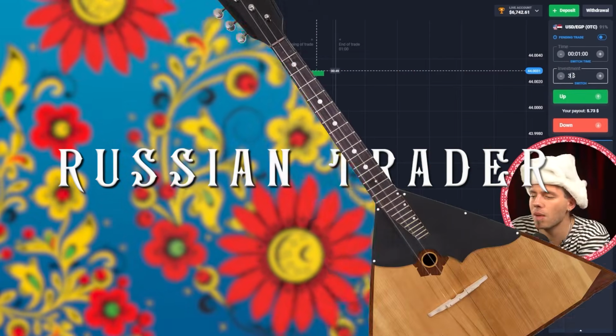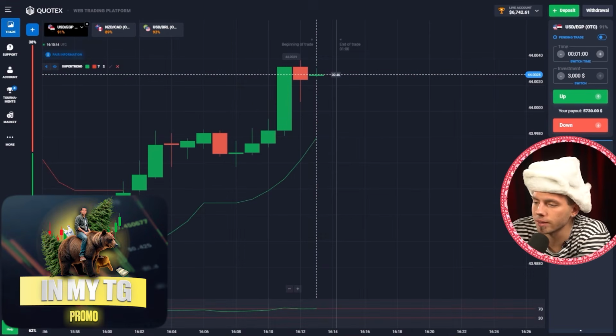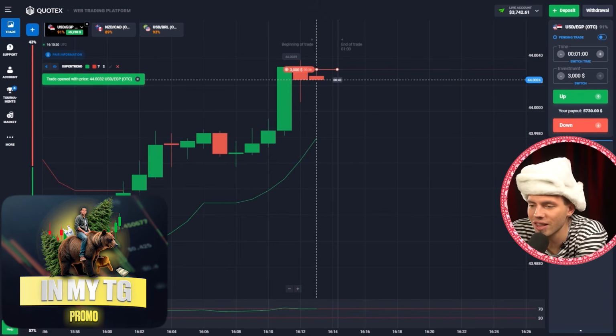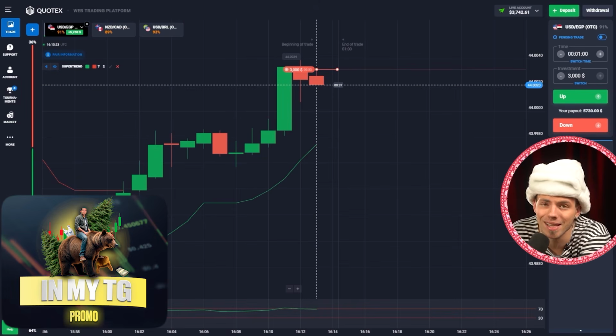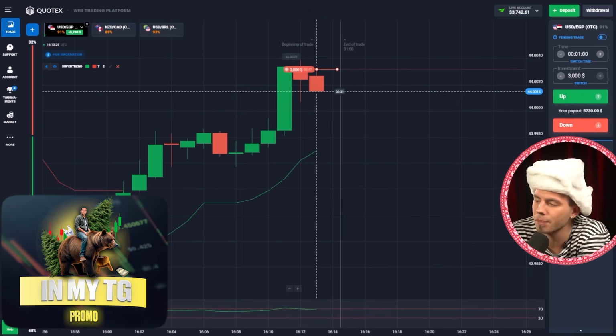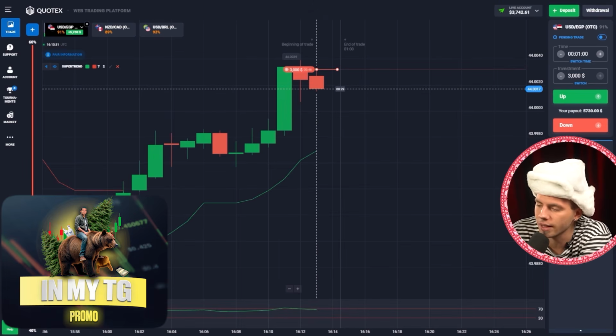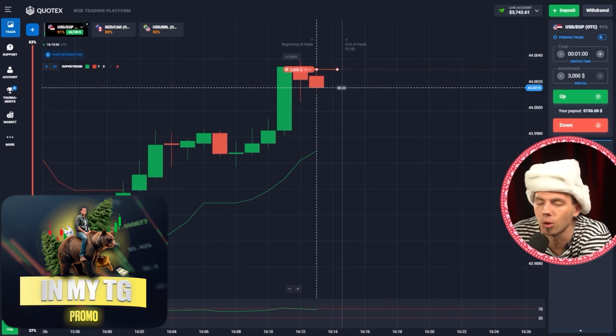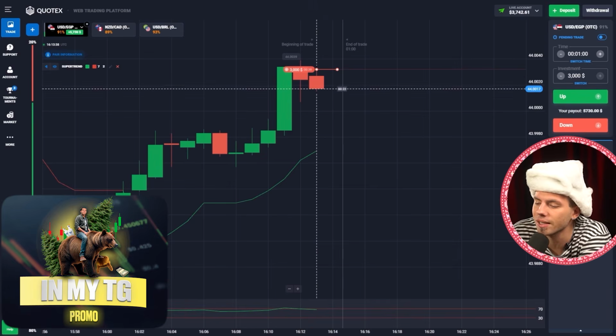So let's set the amount here, $3,000. And very interesting situation over here. We're in a long uptrend right now, so we already faced such a situation. Right now we are opening a sell trade here. We are expecting a pullback down and therefore taking a short option as we entered the overbought zone over here.